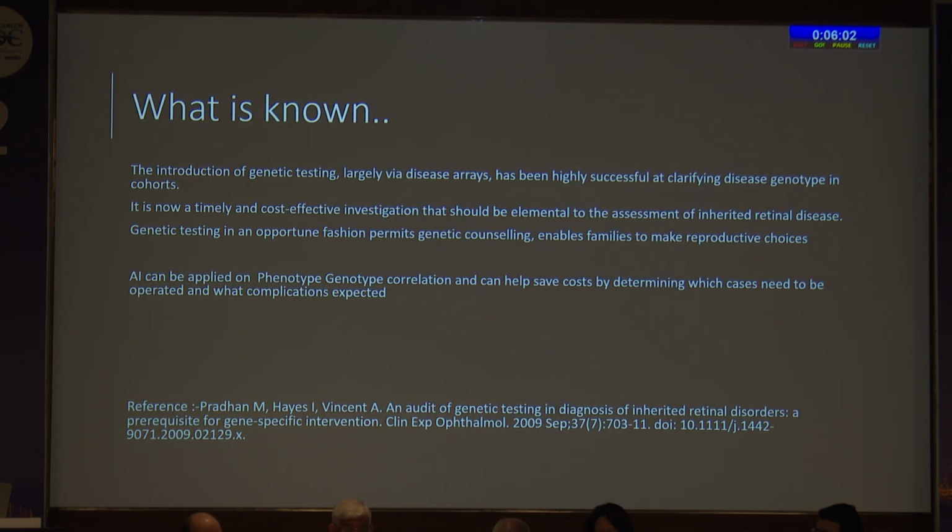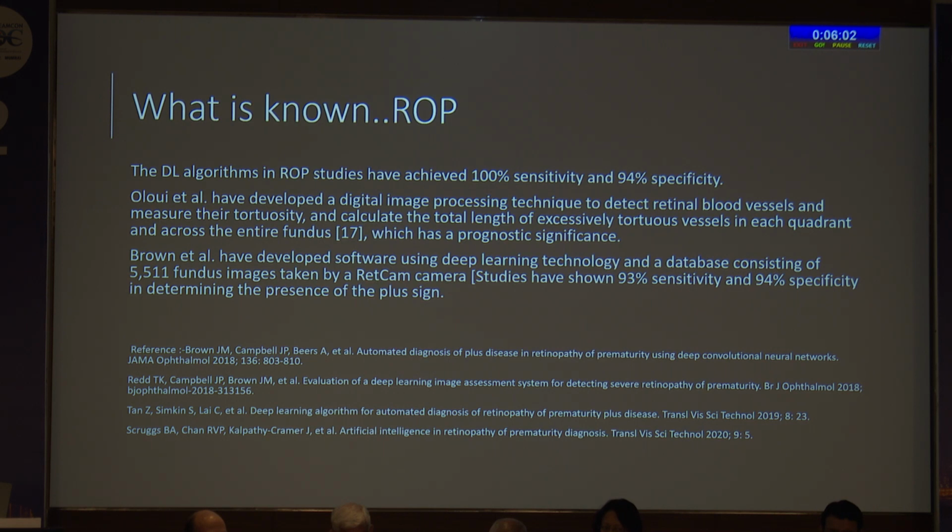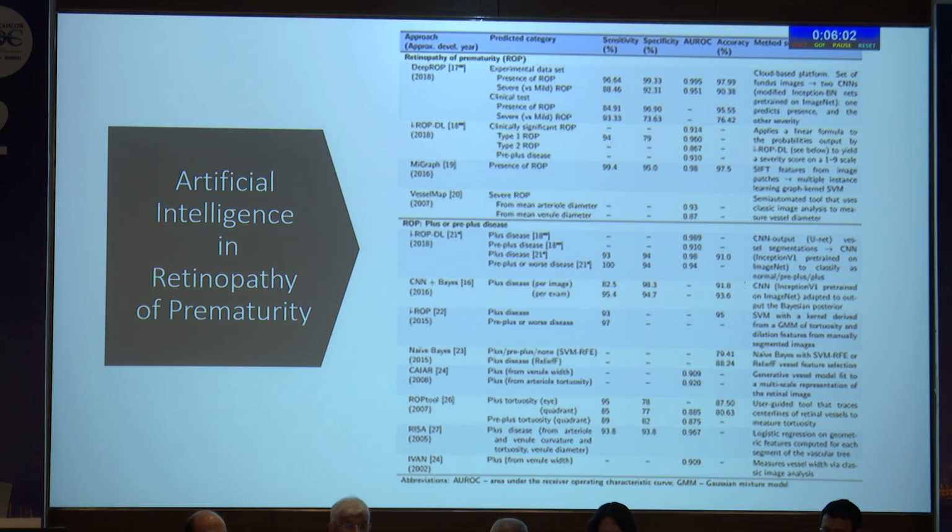So what is known? Genetic testing has been used. So AI can be applied on the phenotype. So you can look at the phenotype, how the person looks, and do the genotype determination without actually doing a genetic test, and figure out what complications are expected. What is also known is that the TRACK AI project has been used extensively so far. It has also been used in ROP, and Brown et al. have developed a software. And these are the various papers on ROP, the retinopathy of prematurity.